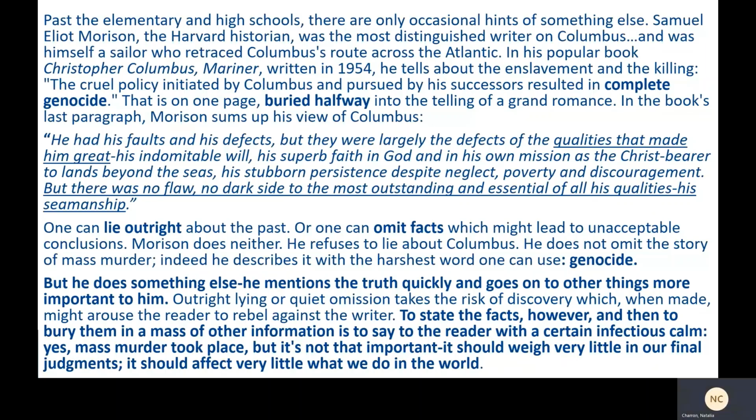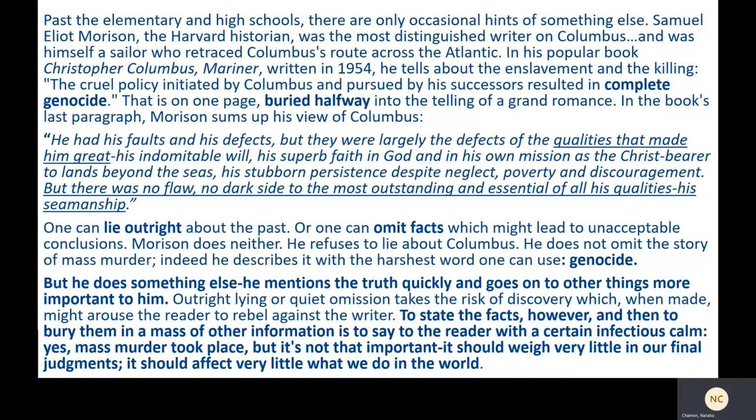In his popular book, Christopher Columbus, Mariner, written in 1954, he tells about the enslavement and the killing. Quote, the cruel policy initiated by Columbus and pursued by his successors, so the people who came after him, resulted in complete genocide. That is on one page, buried halfway into the telling of a grand romance.